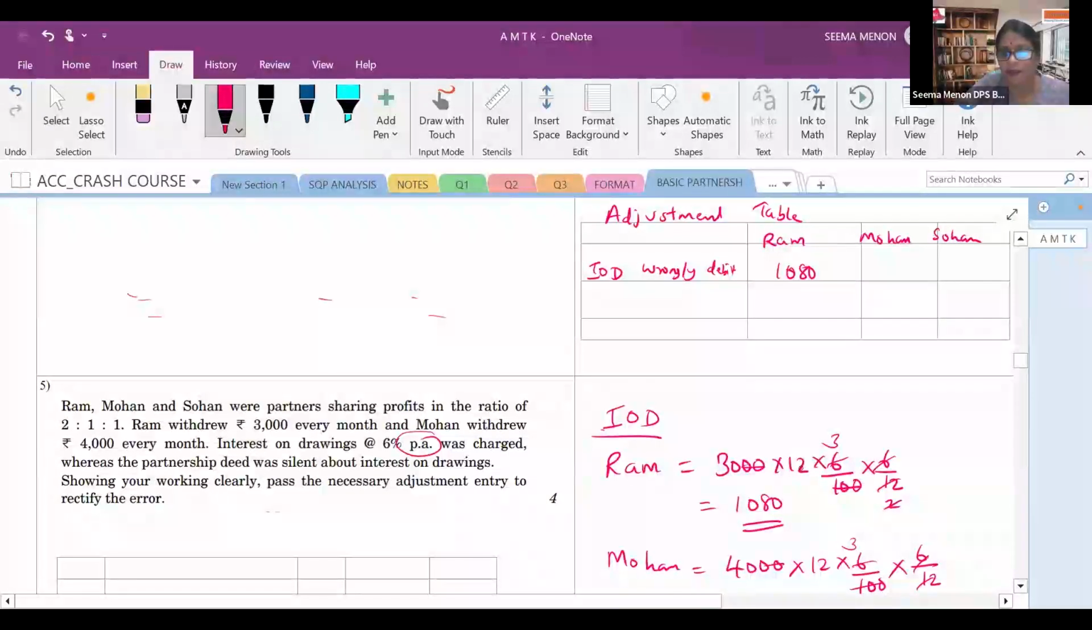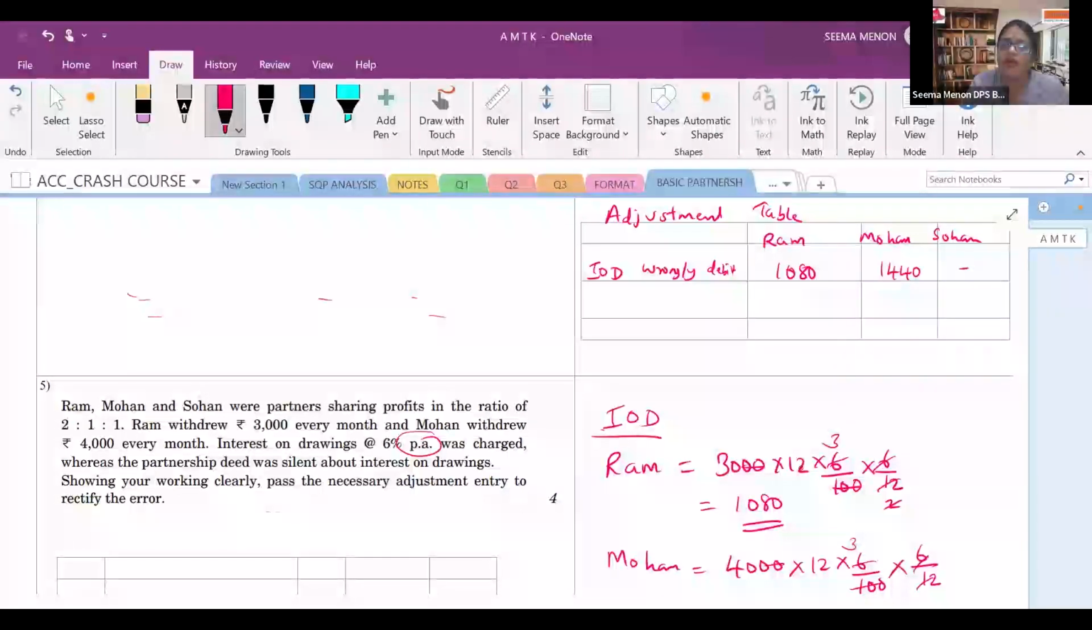1,080. Then for another person it is 1,440. For Sohan, nothing is there. No interest on drawings is charged. Actually, the firm considers this as an income. Interest on drawings is always an income to the firm. This is not supposed to be charged.